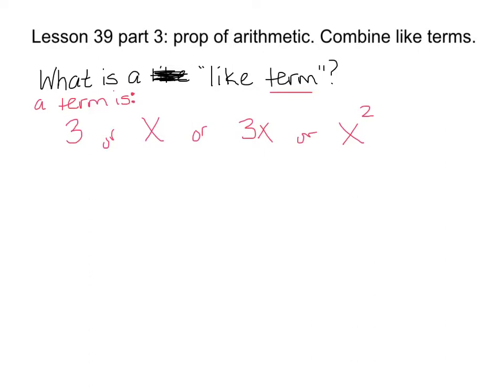So term, term, term, term. In math we could call those terms. And when we're talking about combining like terms, these are the terms. And real quickly, before we move forward into looking at like terms, I want to look specifically at this term right here. Remember that means it's just an unknown number. It's a variable.